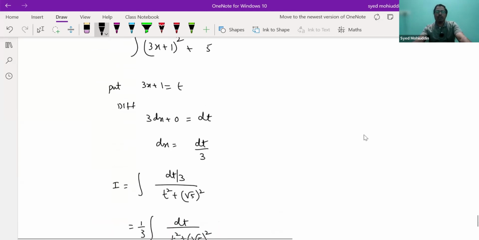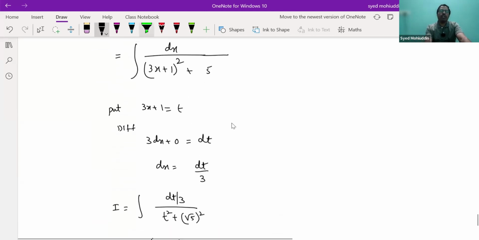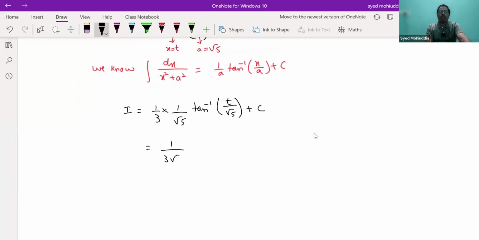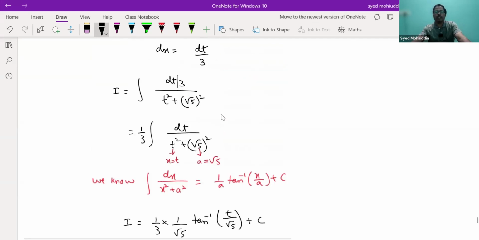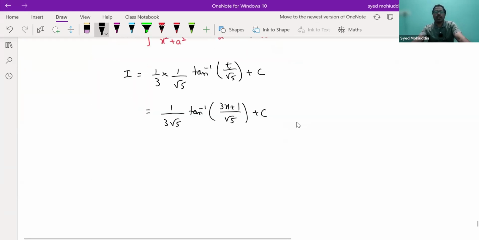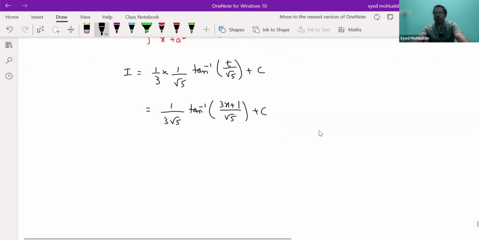But what is the value of t I have taken? The value of t that I have taken over here is 3x plus 1. So just plug in that value. 1 by 3 root 5 tan inverse of 3x plus 1 divided by root 5 plus the constant c. So it was 3x plus 1, right? Yes, the t value was 3x plus 1. So hence we have got the required solution.